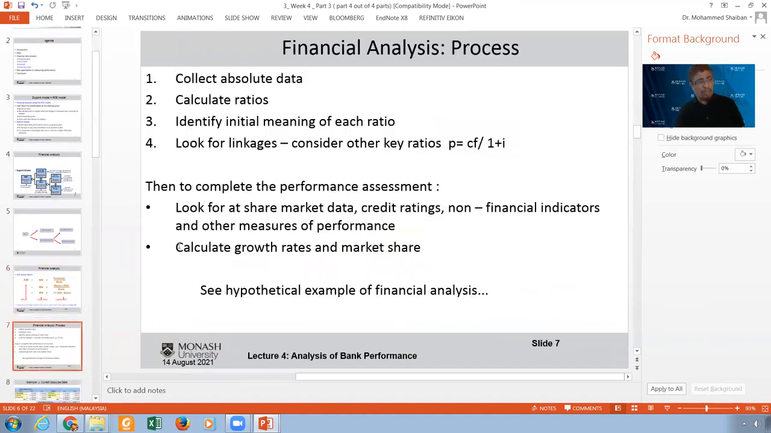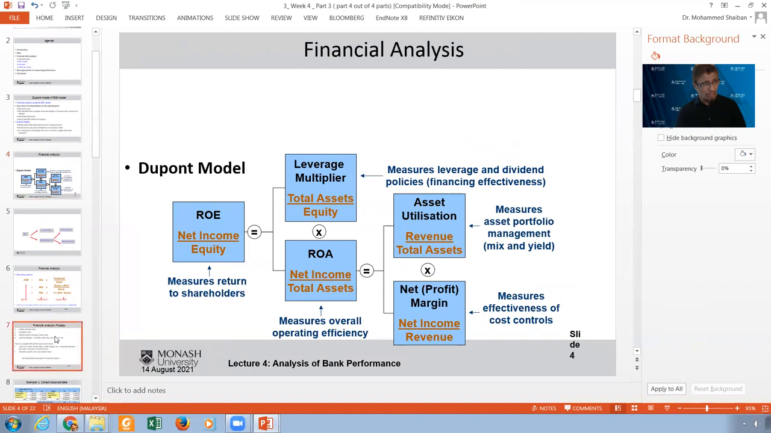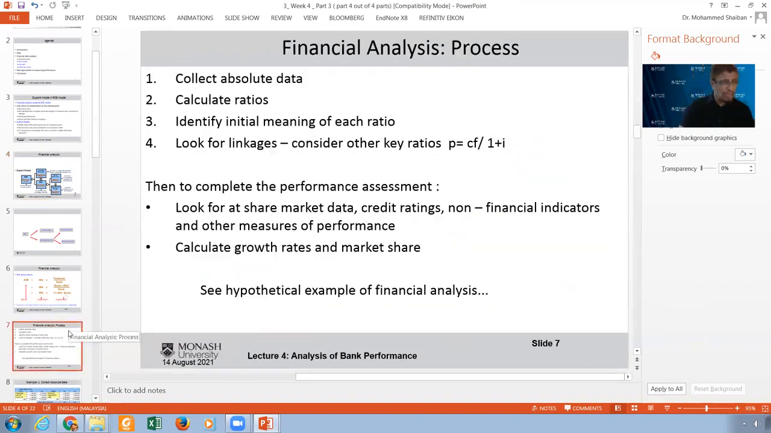I wish you understand this one. We have some example here, a hypothetical example, and maybe it will explain it better. So now to do the financial analysis for the ROE, you have to collect absolute data, which means all these data for the ROA, ROE, and leverage multiplier. We have to calculate the ratios, identify initial meanings of each ratio, look for linkages, consider the key ratios.